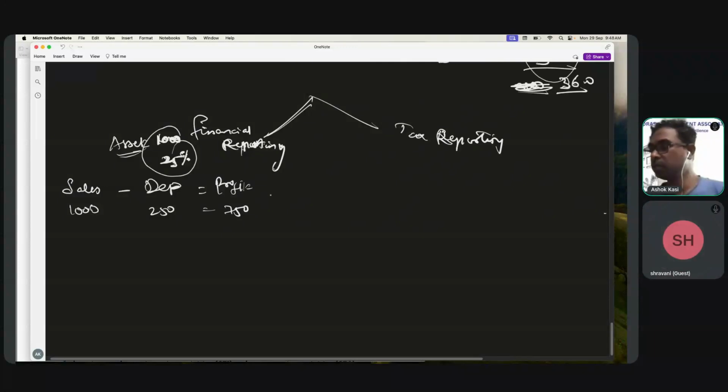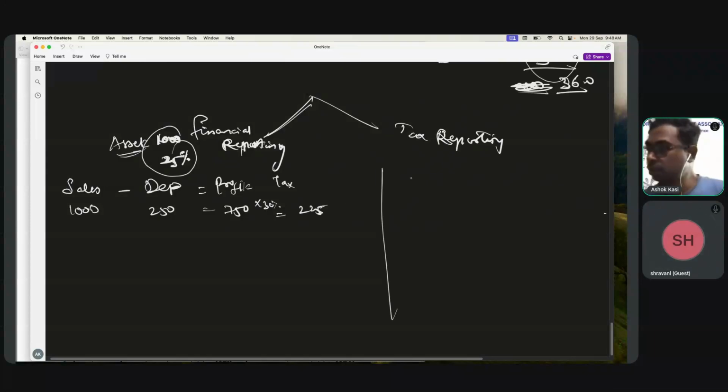Now from this 750 we will pay tax. Tax is, imagine, 30 percentage. So 750 into 30 percentage comes to 225. 225 I will pay as tax.